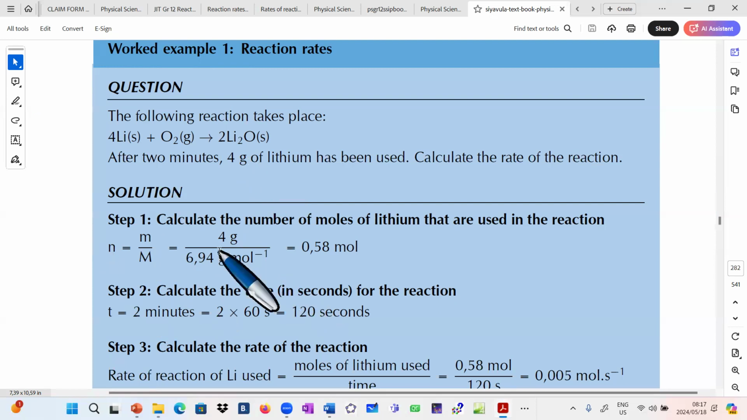So the mass is 4 grams. The molar mass of lithium from the periodic table of the elements is 6.94 grams per mole. If we divide 4 by 6.94 using a calculator, we get 0.58 moles. Okay, good. Now, step two: calculate the time in seconds for the reaction.